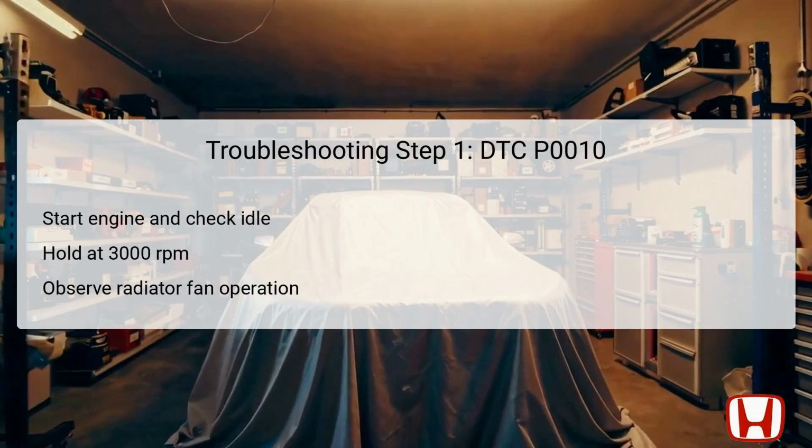The first troubleshooting step for addressing DTC P0010 involves starting the engine and allowing it to idle. The technician should maintain the engine speed at 3,000 RPM without load, meaning that the transmission must be in park or neutral for automatic transmissions or in neutral for manual ones. This action continues until the radiator fan activates, ensuring the engine reaches the necessary operational temperature for accurate diagnostics.